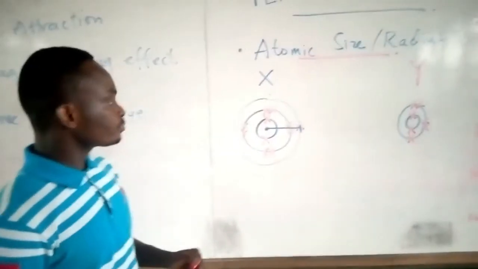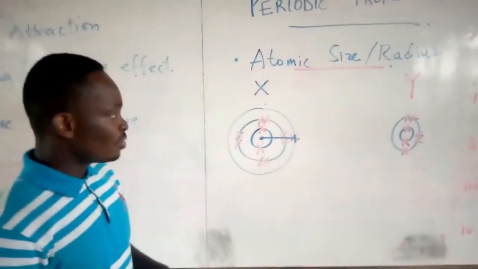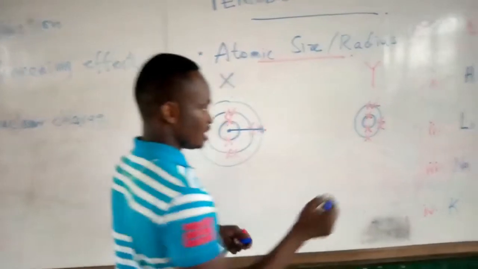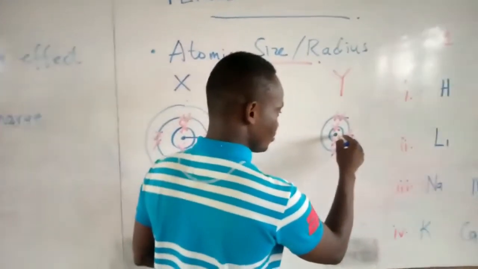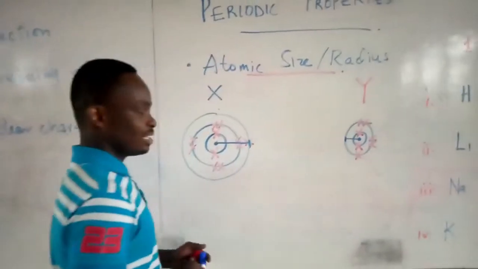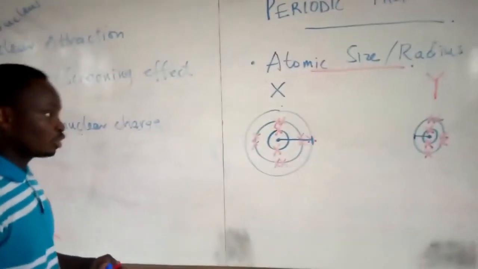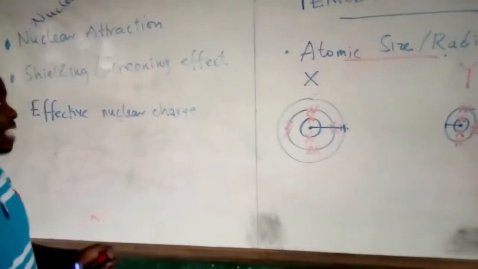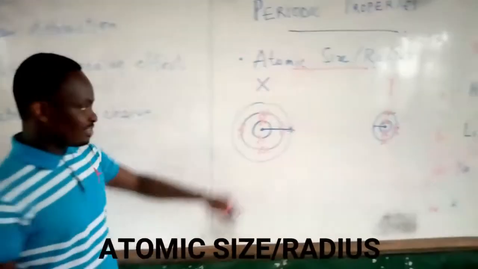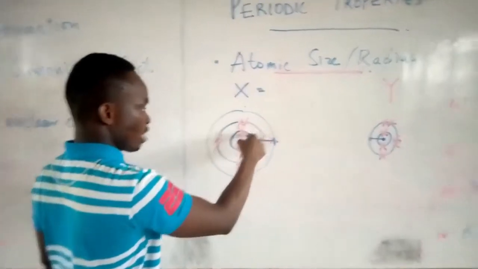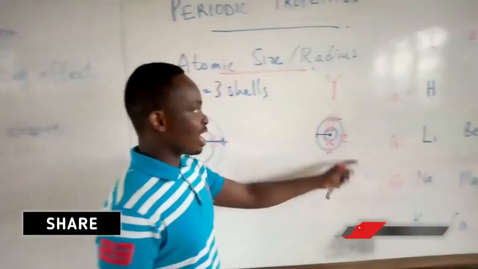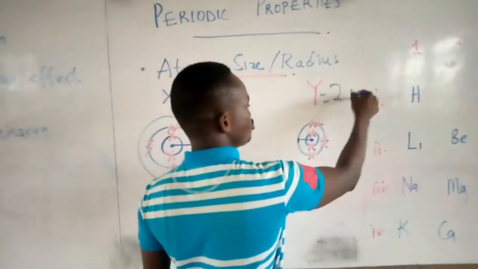Are you okay? Good. Now we have two elements here, element X and element Y, with the distance from the nucleus to the valence shell or the outermost shell. Now we apply the first concept. Let's look at the shielding effect. How many shells is X having? X is having 1, 2, 3, 3 shells, right? How many shells is Y having? 2 shells.